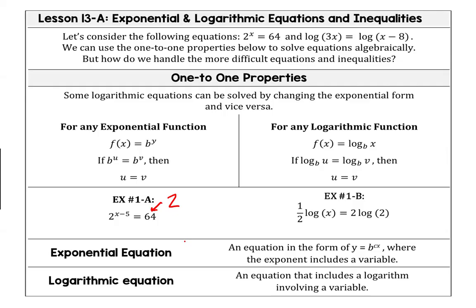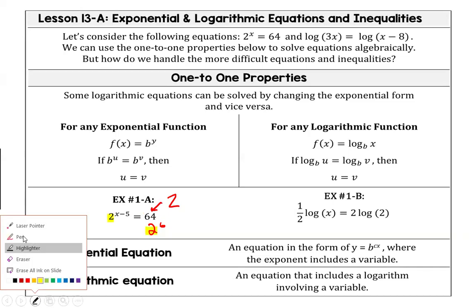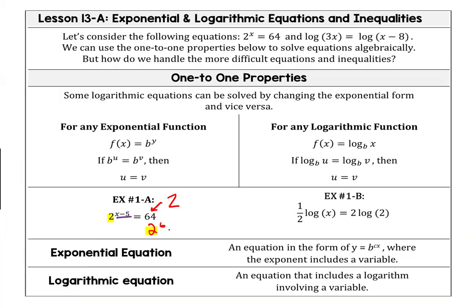2 to the what power? 6. Yes, 2 to the 6. So this can become 2 to the 6. Now that the bases are the same, I have 2, I have 2. All I'm going to worry about now is taking the exponents and setting them equal to each other. So essentially all you're solving is x minus 5 equals 6.